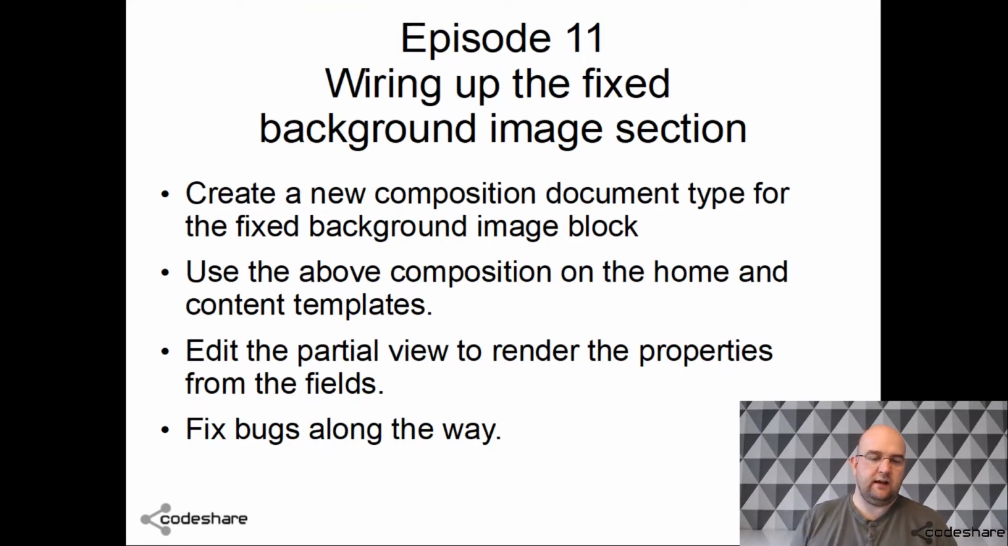To do that, we're going to create a new composition document type for the fixed background image block. We're going to use that composition on other document types such as content and home. We're going to edit the partial view to render the properties from these fields, and then we're going to fix bugs along the way as we do on all the episodes.